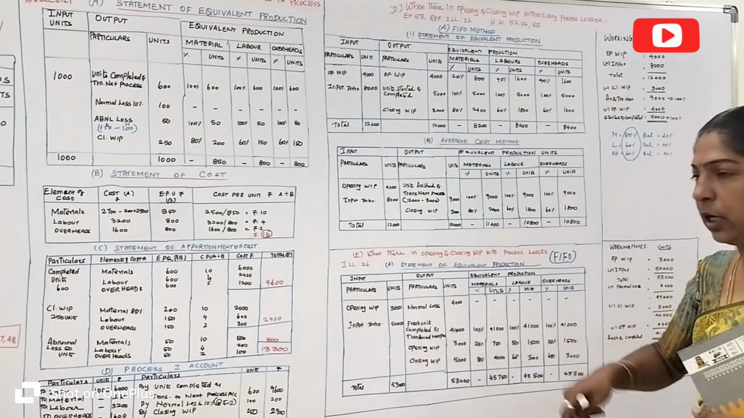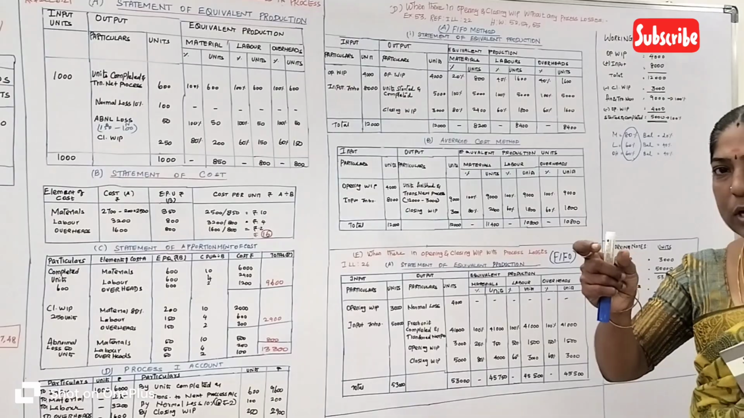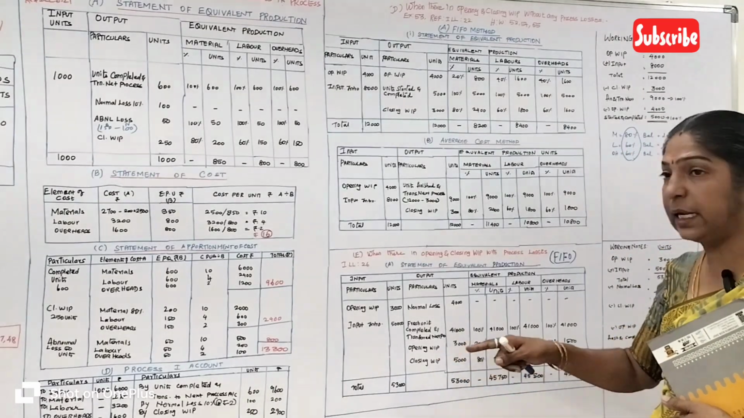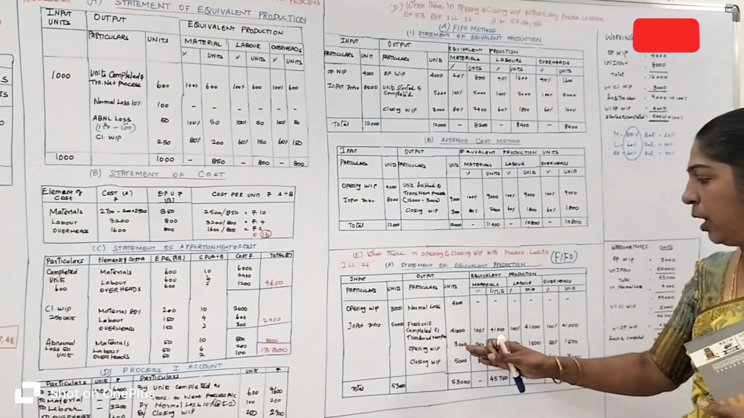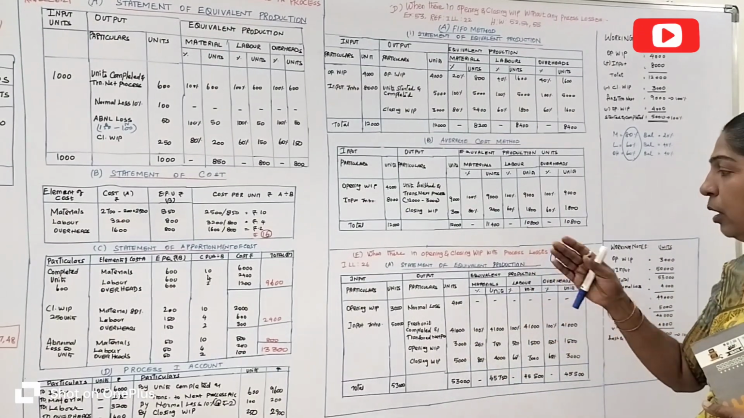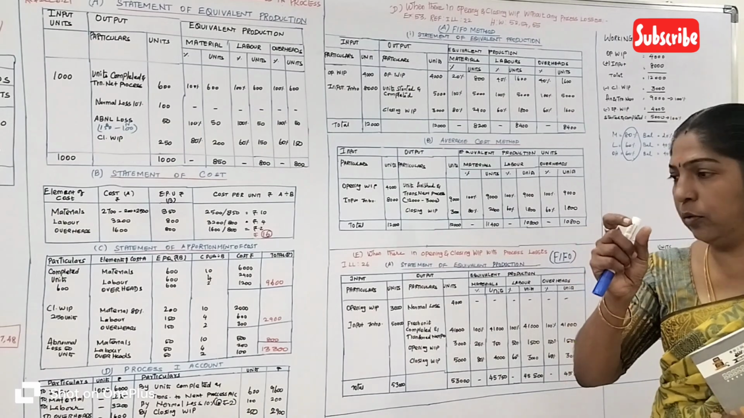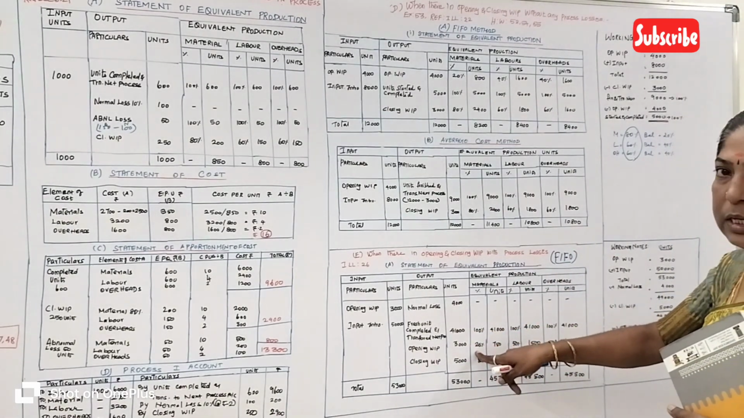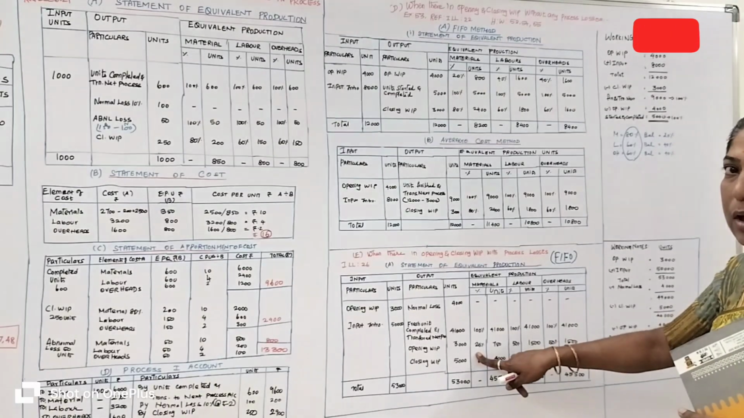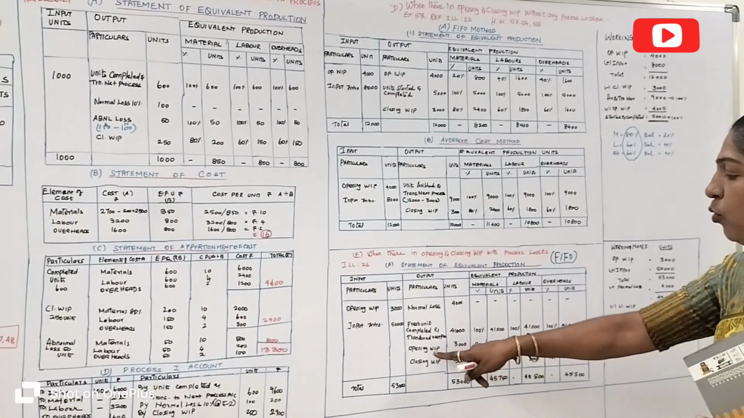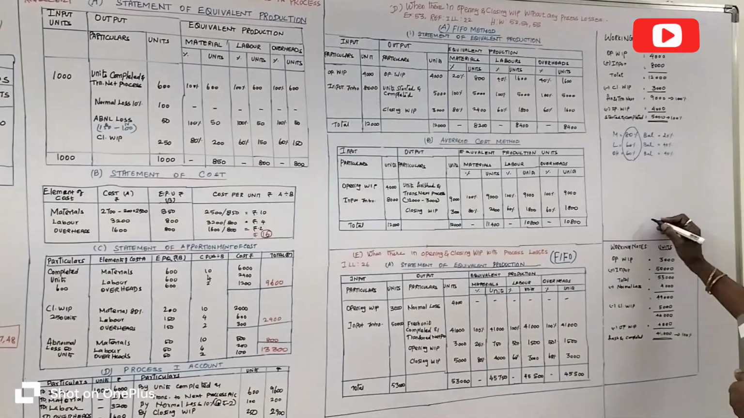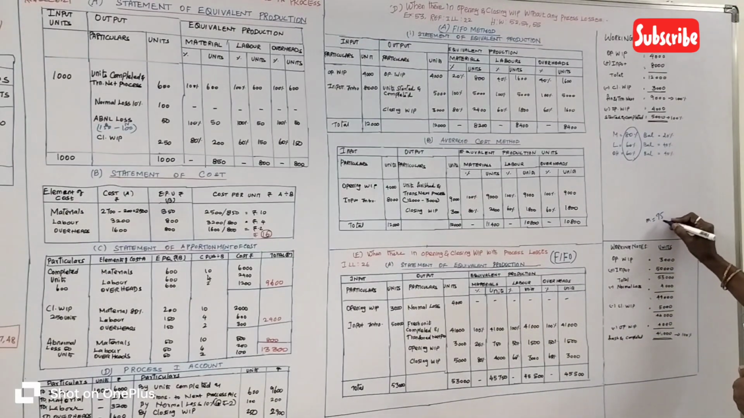Then come to opening work in progress. How many units have they given in the question for opening work in progress? That is 3,000 units. How can you calculate the equivalent production for opening work in progress for these three elements? Listen, it's very simple. How much degree of completion have they given for these three elements for the opening work in progress? For material they have given 75%, right? For material 75%, and for labor they have given 50%.